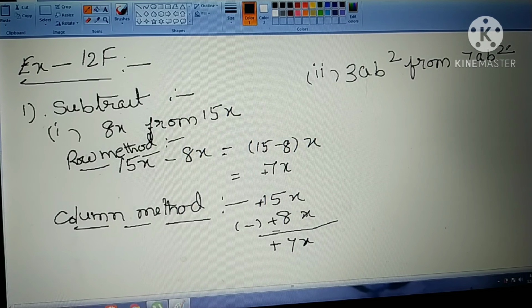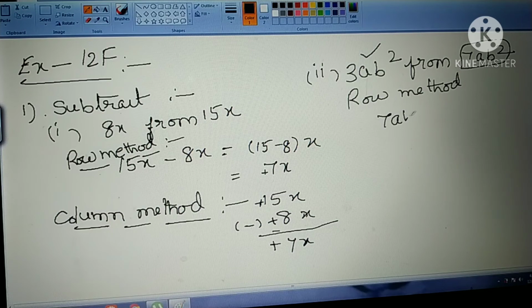Now see this one, 3ab square from 7ab square. So first we will do this row method. So here 3ab square from 7ab square. From 7ab square you have to subtract this one. Right. So what do we have to write first? 7ab square. After that, what is the operation we are doing here? Minus, subtraction we are doing. So give the sign. After that, write down the next algebraic expression which we have to subtract now. That you have to write.